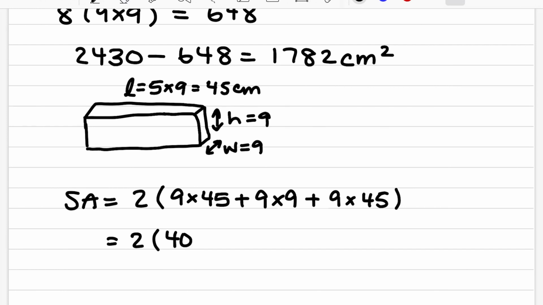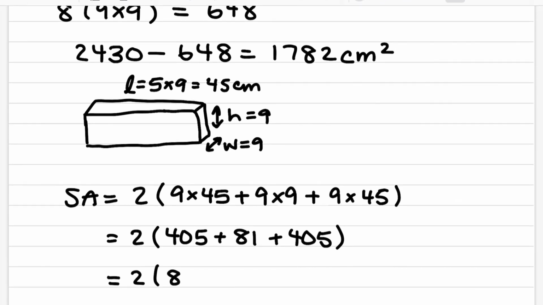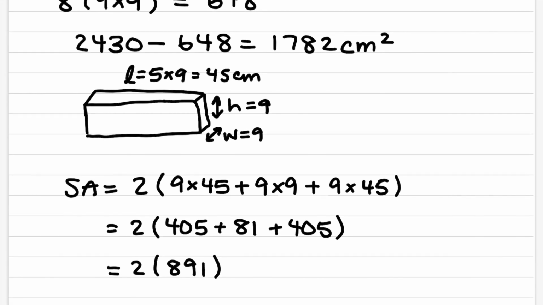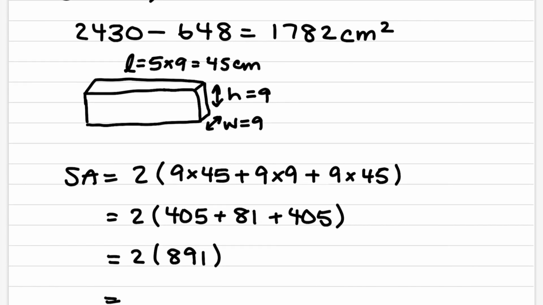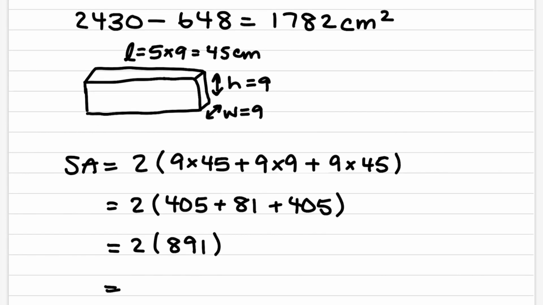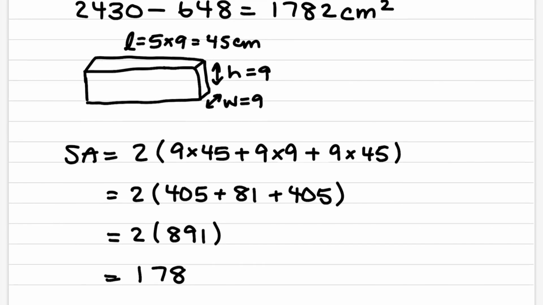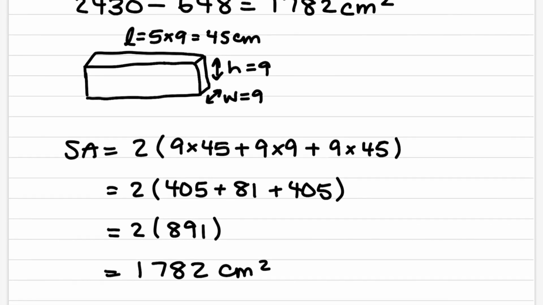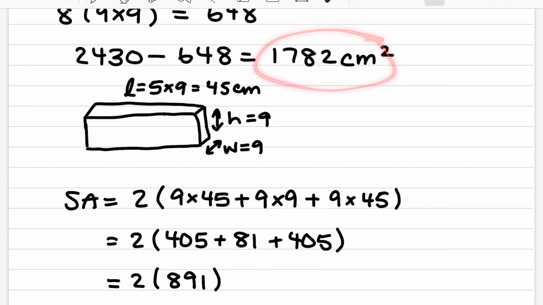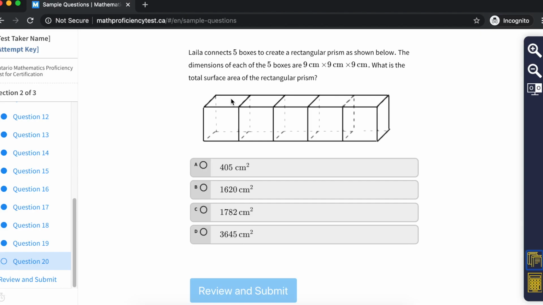9 times 45 is 405. Once you've done the multiplication, you can add them together. That's 891 times 2 is 1,782 centimeters squared. And you can see that's the same thing we got before, just a different method. Whatever one makes more sense to you is the one that you can use. So that's option C.